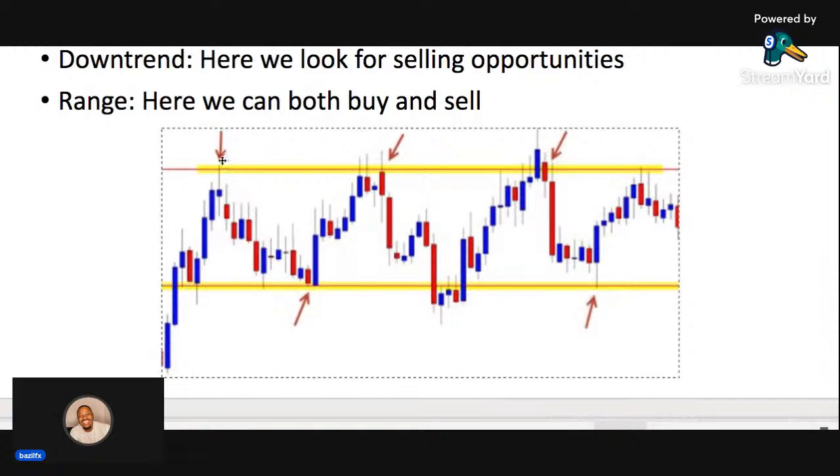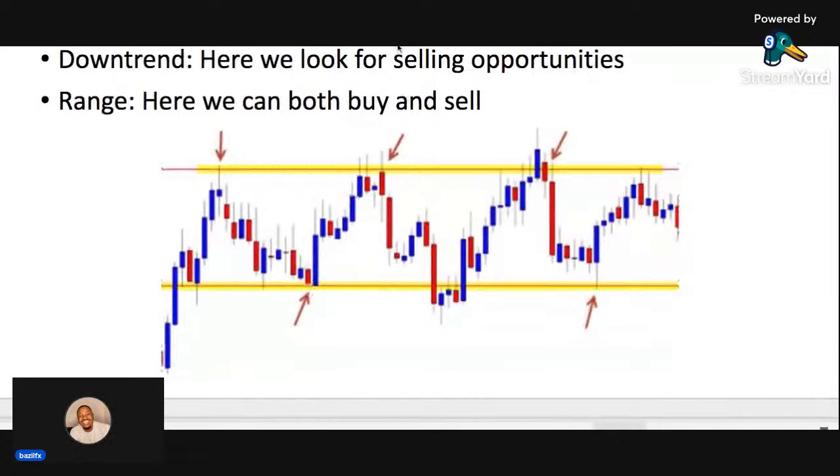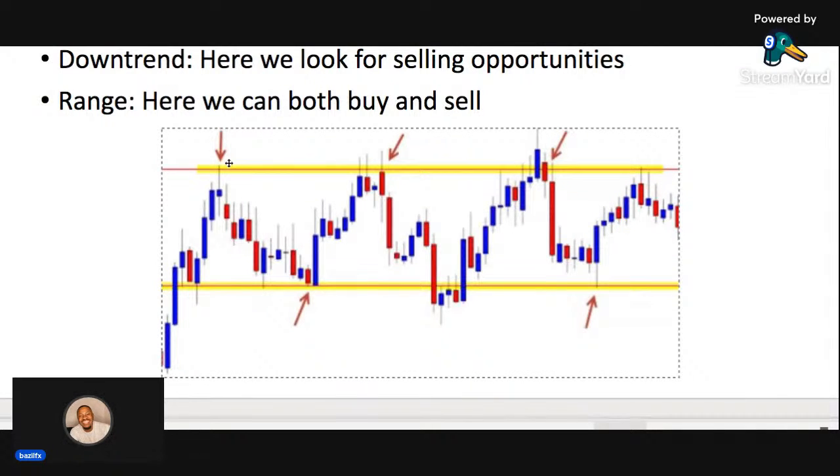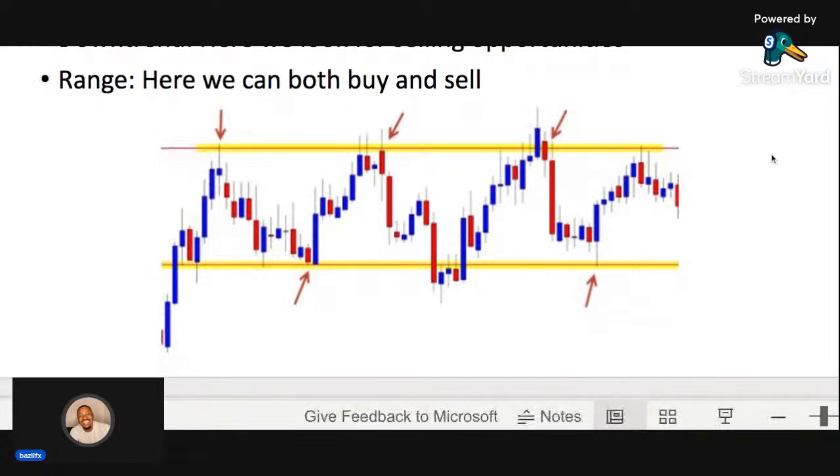A resistance level is where sellers come into the market, and a support level is where buyers come into the market. So we buy and sell. Here we buy, sell here, buy here, sell here. You see? I'm even going to show you this on a live market, guys.